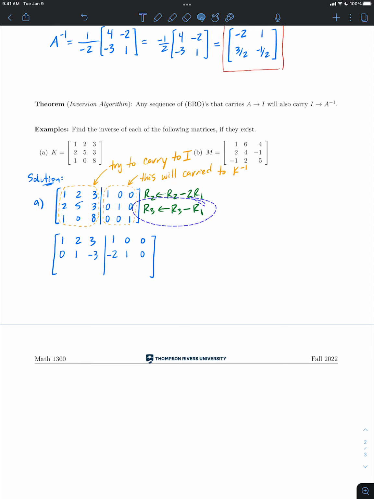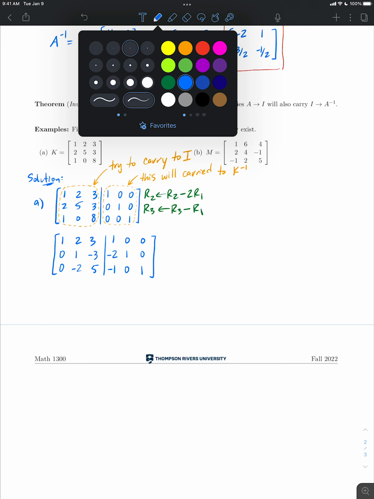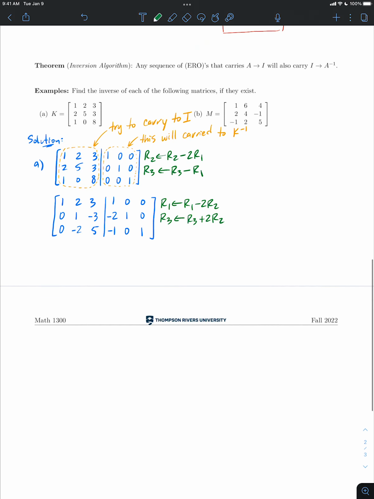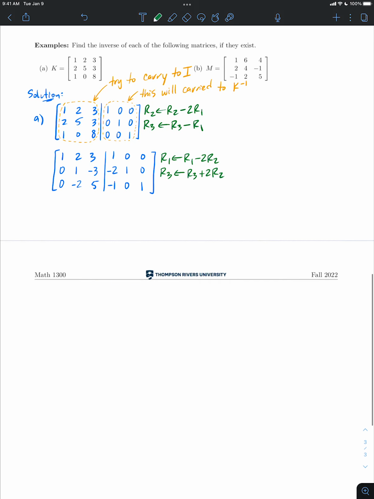Okay, so now we're going to just subtract row 1 from row 3, so that's going to give you 0, -2, 5, and -1, 0, and 1. Okay, so next we're going to clear out these two entries. So what we're going to do is take row 1 and replace it with row 1 minus 2 row 2, and then we'll replace row 3 with row 3 plus 2 row 2. Okay, so what's that going to give us?